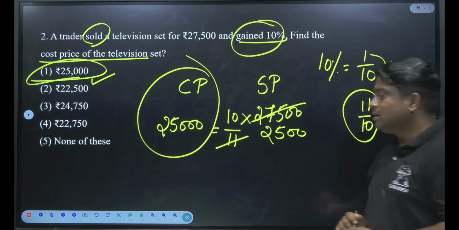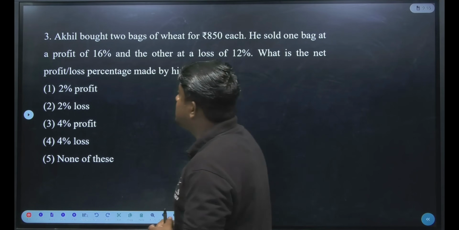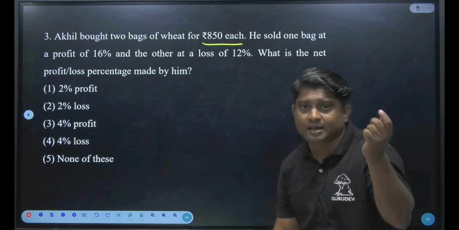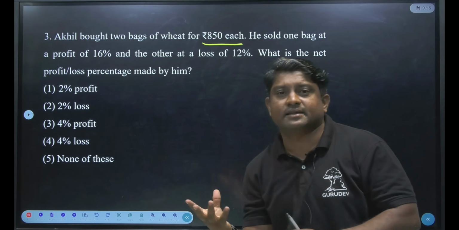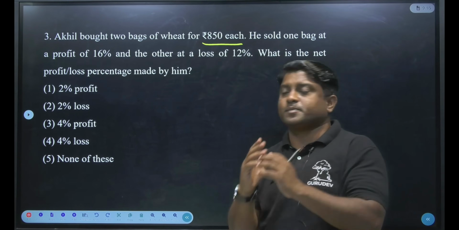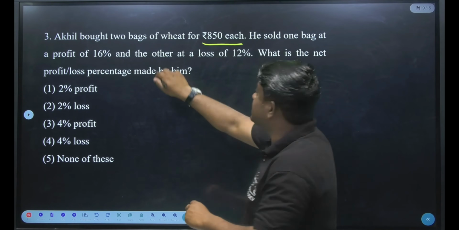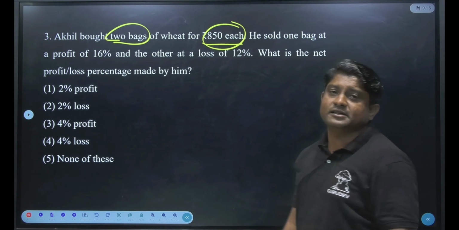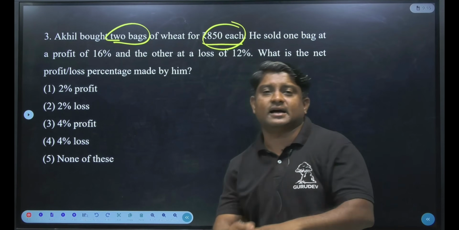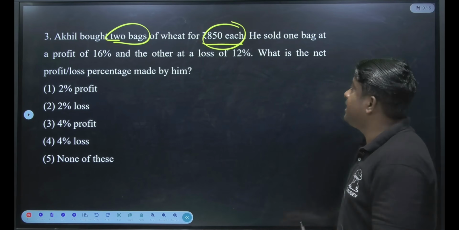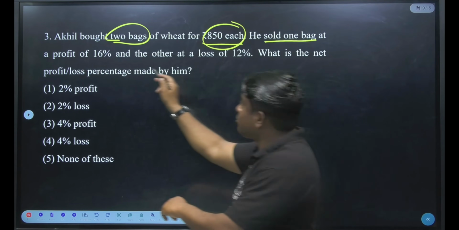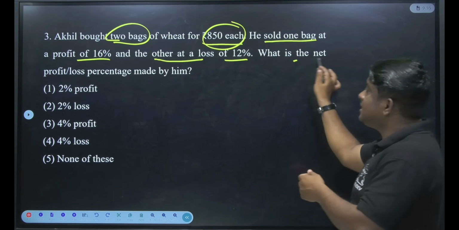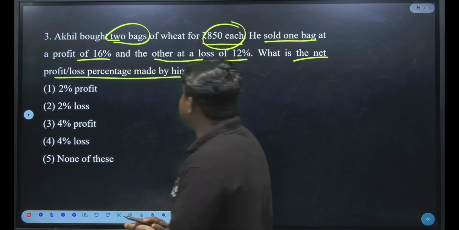Okay, now next question. Akhil bought 2 bags of wheat for 850 rupees each. Whenever you say bought, it is nothing but the cost price. So he bought 2 bags, 850 rupees each, that means each bag is costing 850 rupees. For 2 bags it is nothing but 1700 rupees. Very good. He sold 1 bag at a profit of 16% and the other at a loss of 12%. What is the net profit or loss percentage made by him?